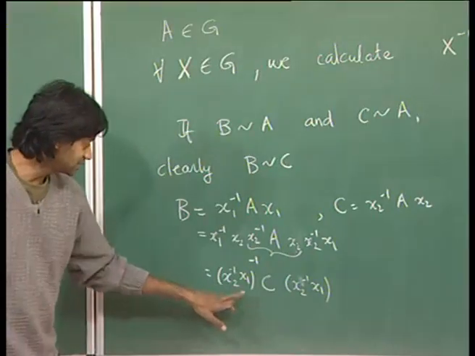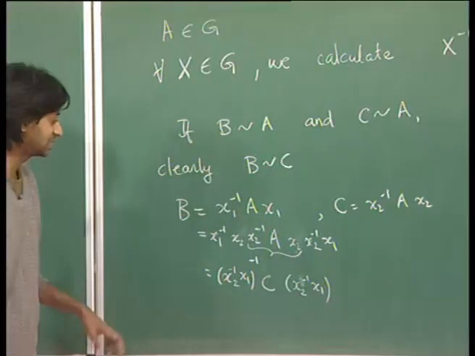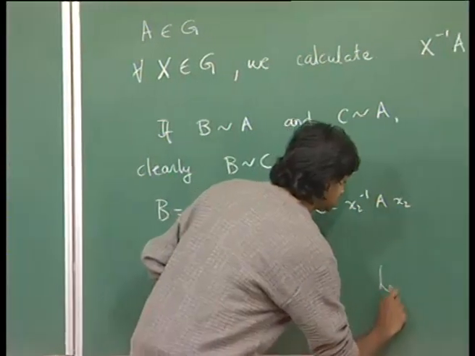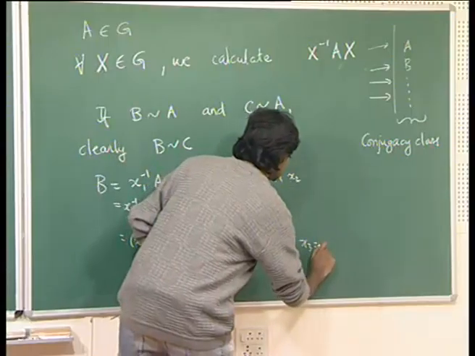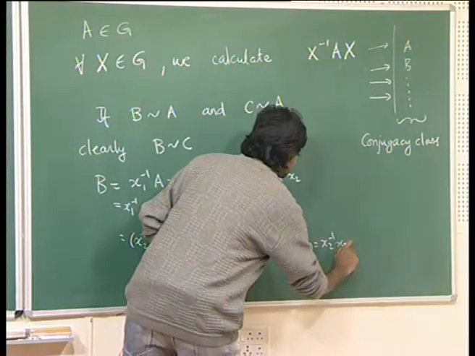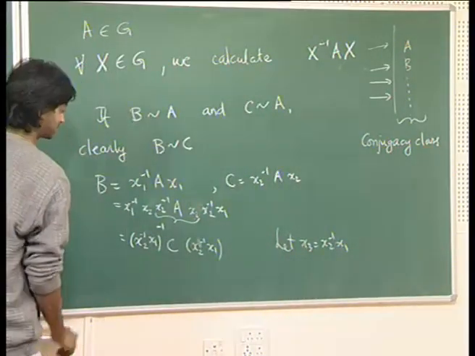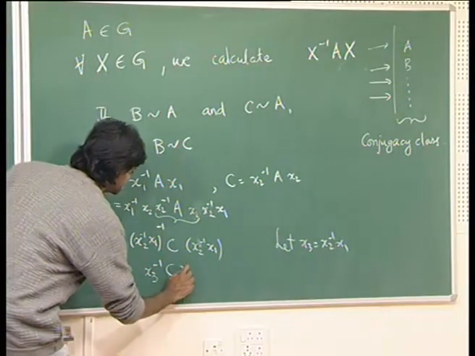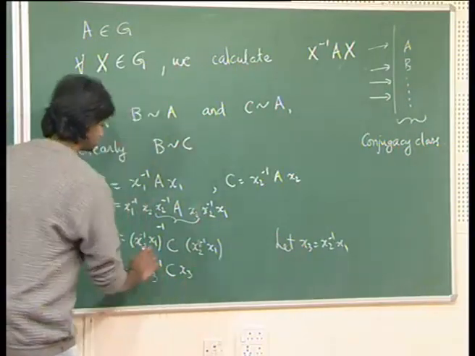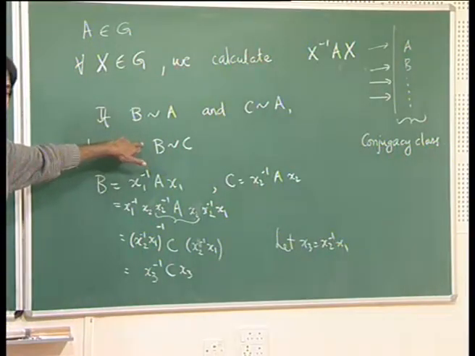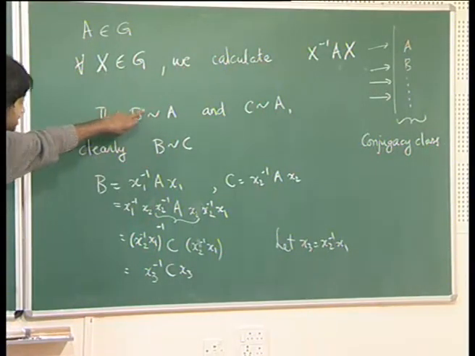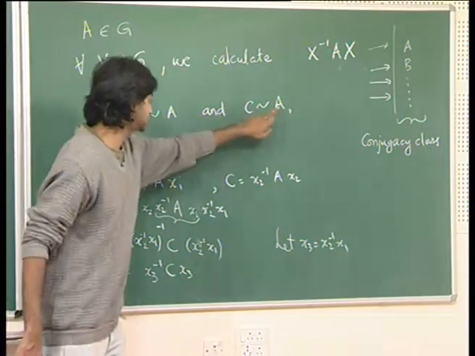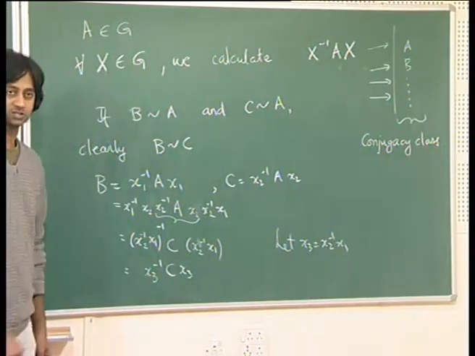So, if I call X2 inverse X1 as X3, then B is equal to X3 inverse C X3, which implies B is conjugate to C. So, what we showed is that if B is conjugate to A and C is conjugate to A, then clearly B is conjugate to C.